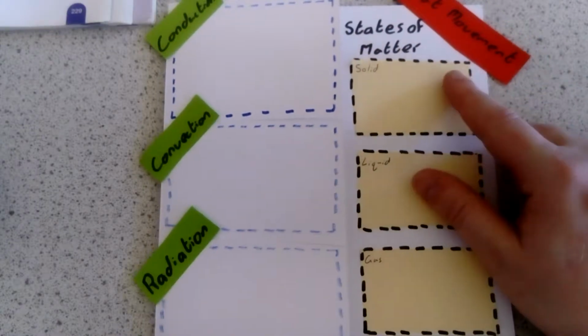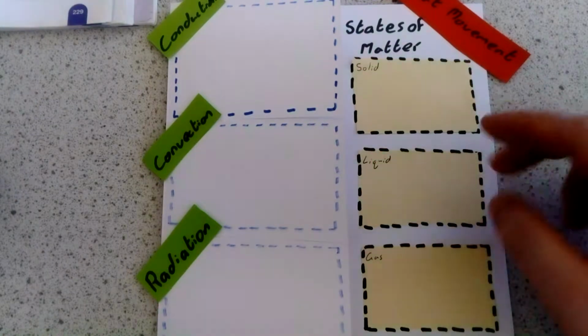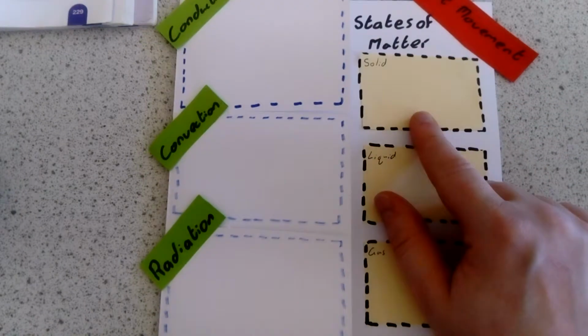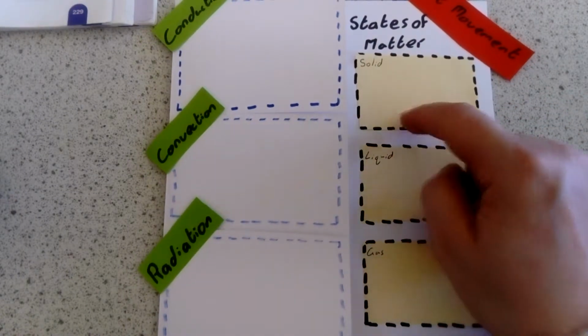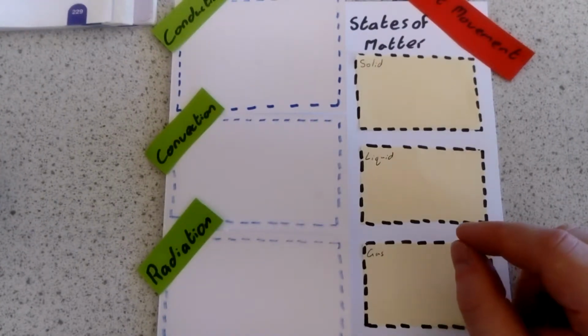On the other side, because it all relies on states of matter, three sections where you're going to draw a diagram of solid, liquid and gas. You might want to put some of the properties in there.